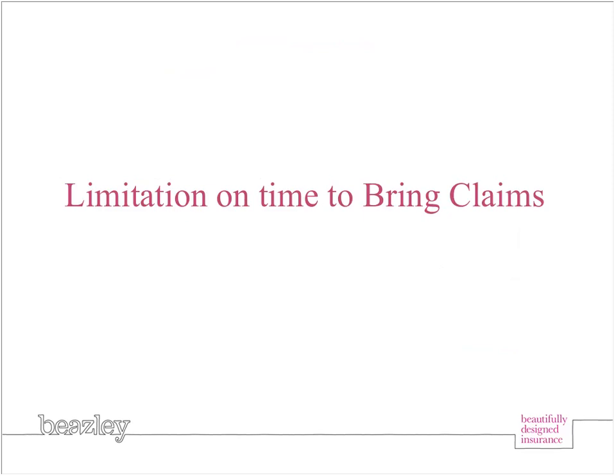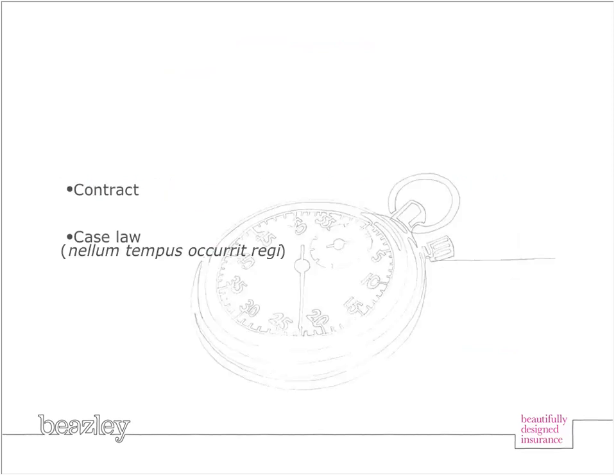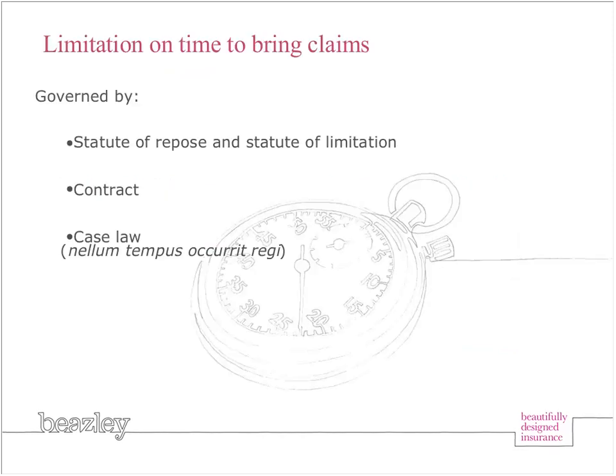Next is limitation on time to bring claims. And there are a few things we need to speak about here. The time limit for a party to bring a claim, and we'll talk about basically a party bringing a claim against you, because you're usually the defendant in these types of issues, is governed by these three main things: statute of repose and statute of limitation, and we'll chat about that, contract, and case law.